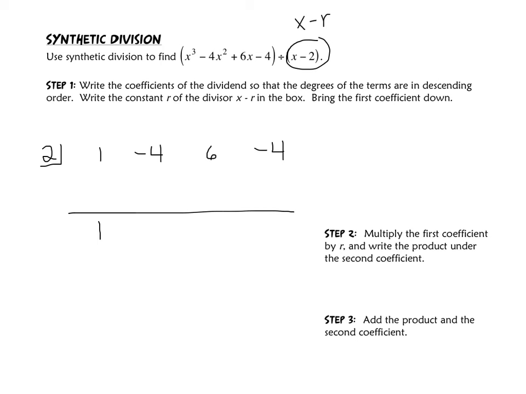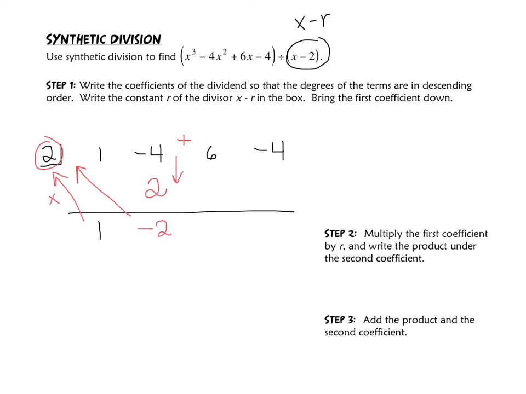Step 2, we take this 1 and multiply it by the r value out there. So 1 times 2 is 2. We multiplied right there. Going down the column, we add these two numbers. Negative 4 plus 2 is negative 2. And we keep doing this same process. Now we take the negative 2 that we got on the bottom, and again multiply it by the 2 on the outside, and the answer goes underneath the 6.